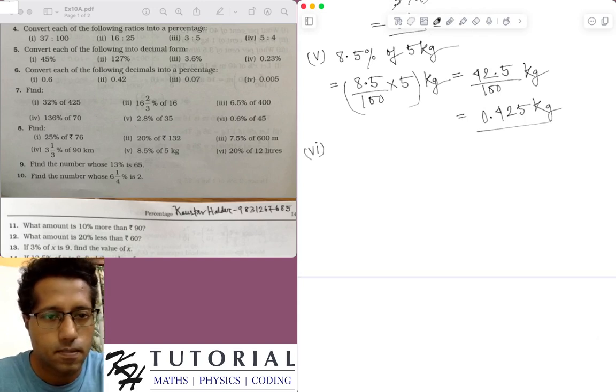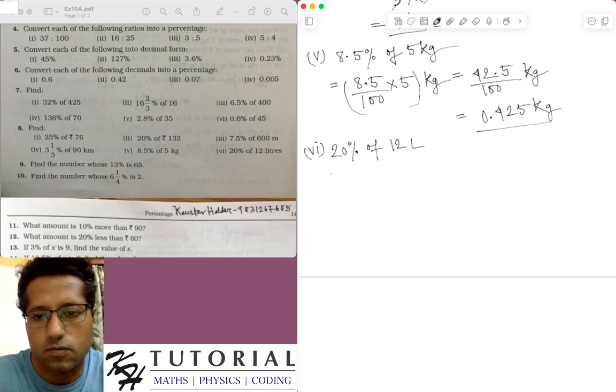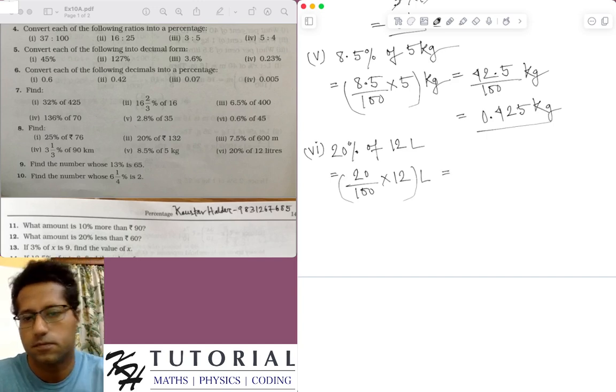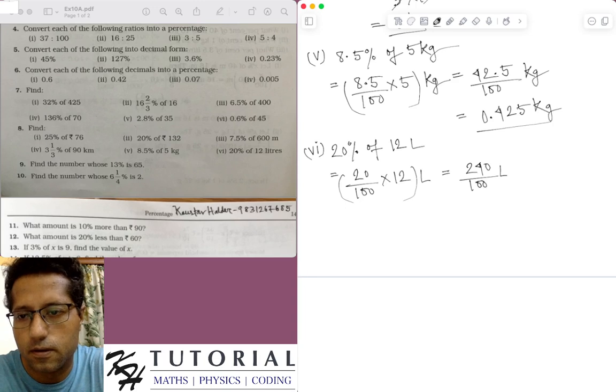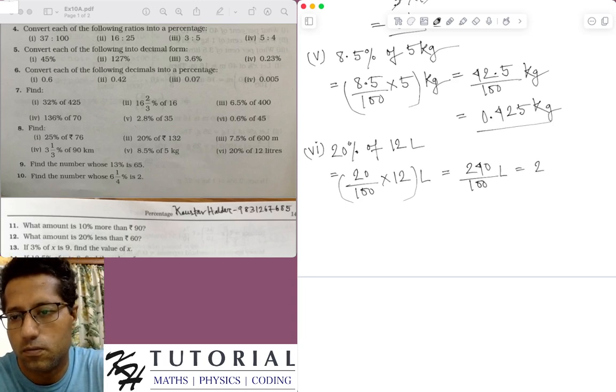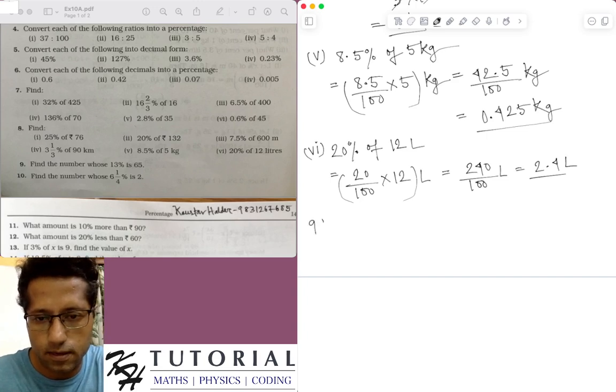Part 6 is 20% of 12 liter. This equals 20 by 100 into 12 liter. This is 240 divided by 100 liter, and this is 2.4 liter. Okay, we are done with question number 8. Let's do question number 9.